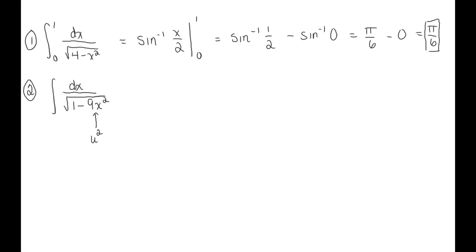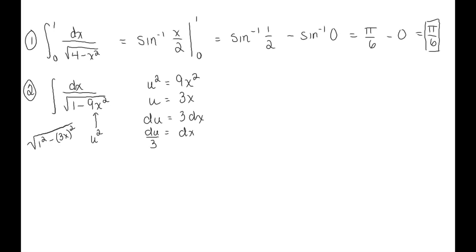This is substitution, but it's got a little bit of a tweak to it in that we're not going to identify u initially. We're going to identify u squared initially. So we're going to say, okay, let u squared equal 9x squared. But that means u equals 3x. In other words, we're thinking of what's inside that square root as square root of 1 squared minus the quantity 3x squared, because it's the entire 3x that's getting squared. And then du equals 3 dx. So dx is du over 3. And we can put all of these things into place. dx is du over 3.